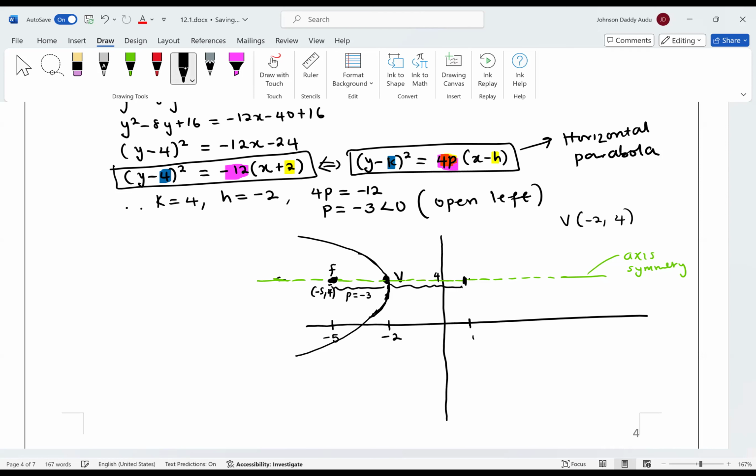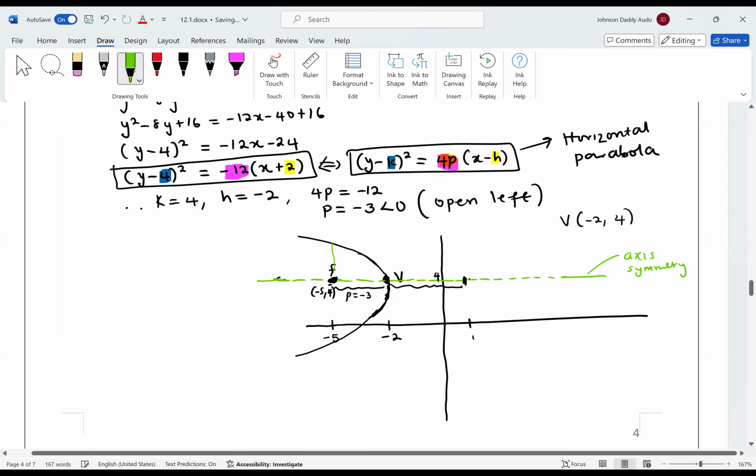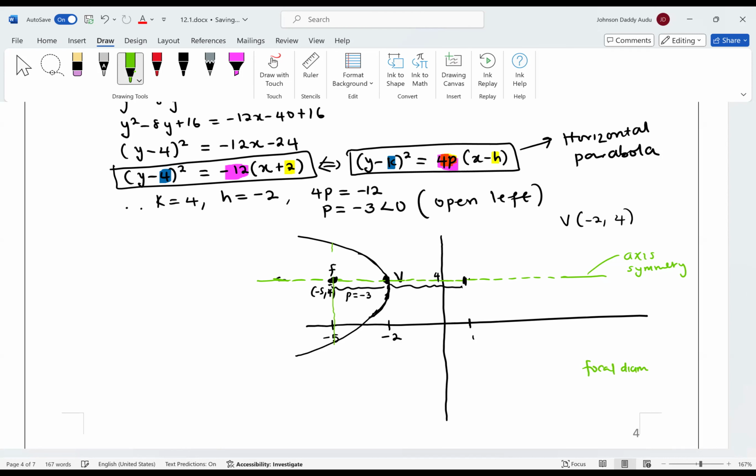Something like this roughly. But we can actually know how wide we can go by using our focal distance. Remember, our focal diameter is just going to be the line that passes through the focus. So how do you do it? You do the focal diameter, which is 4P. So that will be 4 times minus 3, which is around minus 12.